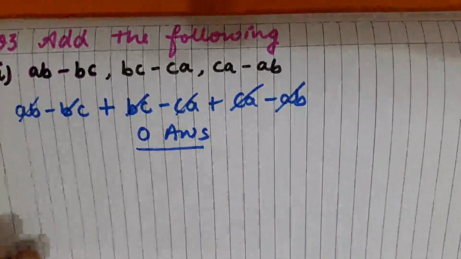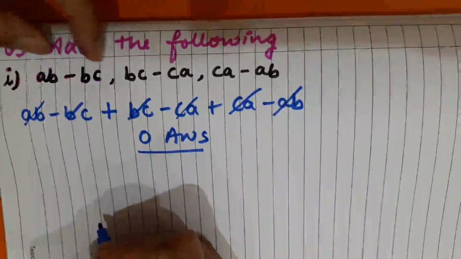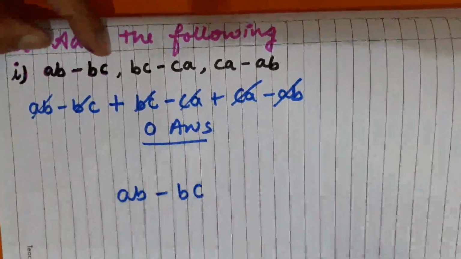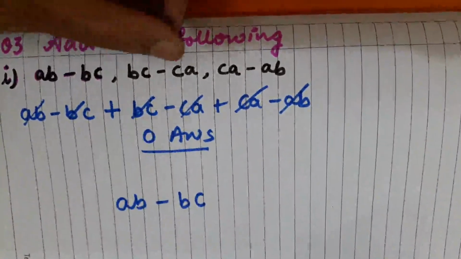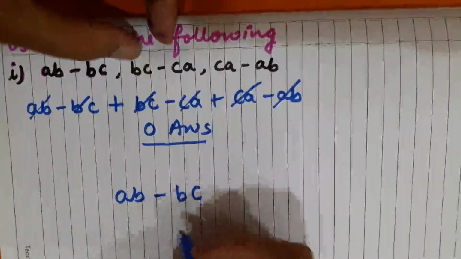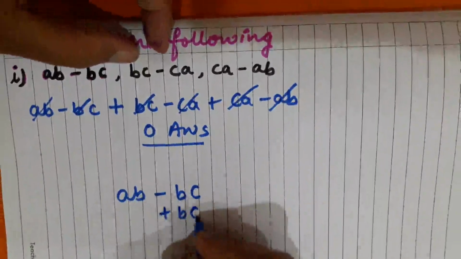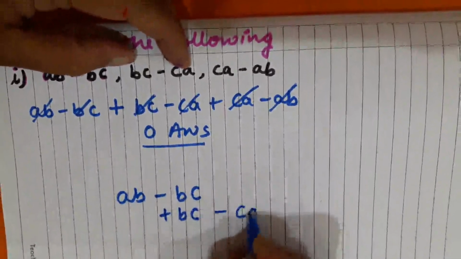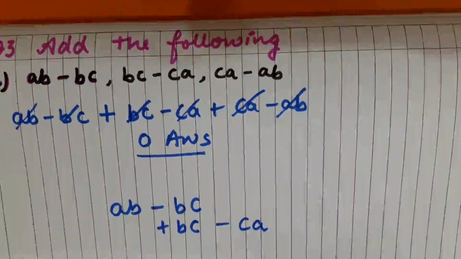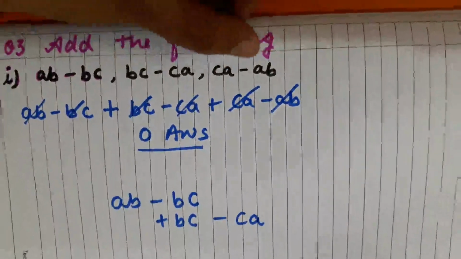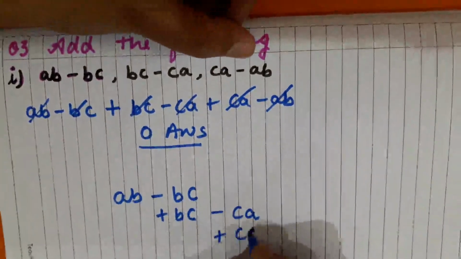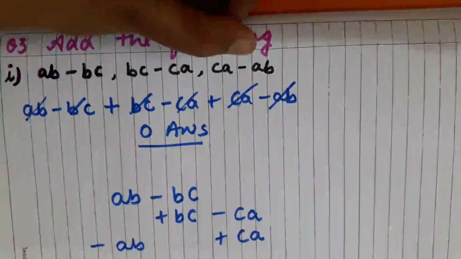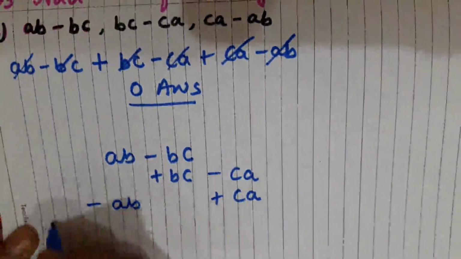Now let's see with the row method. First expression, write down AB minus BC in the first row. Second is BC minus CA. Now this BC we can write in this way here, and CA is not there in expression 1, so you can write it separately. So this will be your second row. CA minus AB. Now CA you can write in the third row, minus AB. So in this way you can represent.